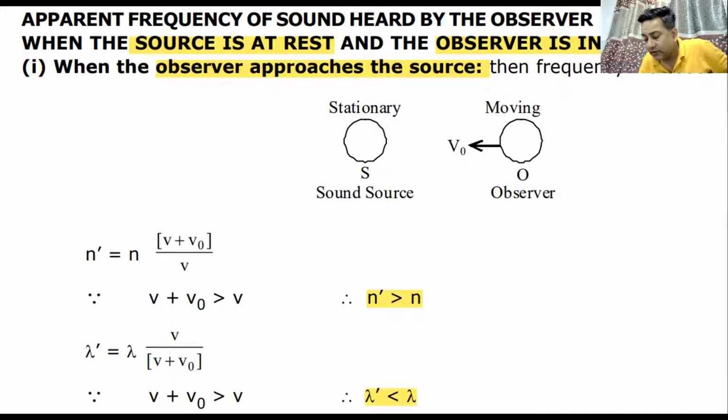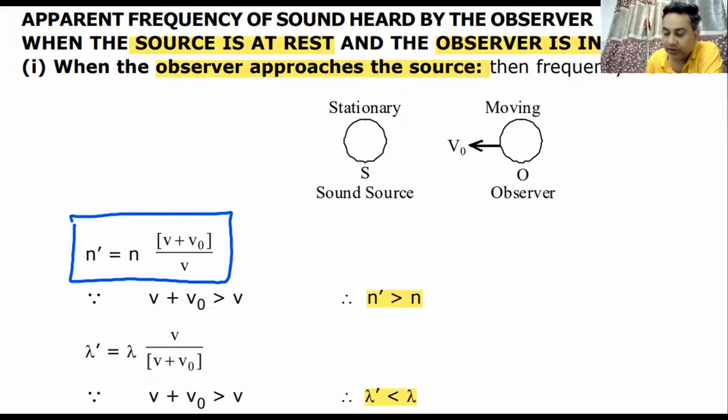If the source and the observer are moving, any one of them moving towards the other, the frequency would be more and the wavelength would be less. In this case, the only difference is that the formula becomes somewhat different.